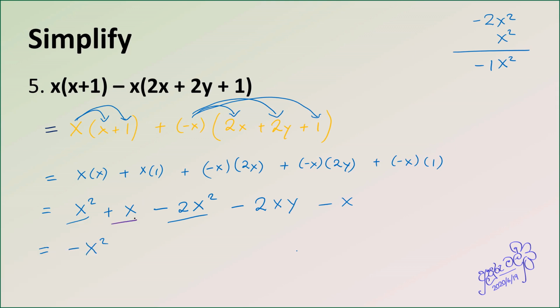And now let's simplify the x terms. This is a plus x and this is a minus x. So plus x minus x cancel out because they have the same value with different signs. What is left is the minus 2xy. So our answer is minus x squared minus 2 times xy.